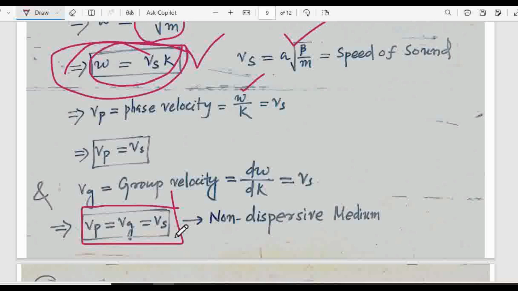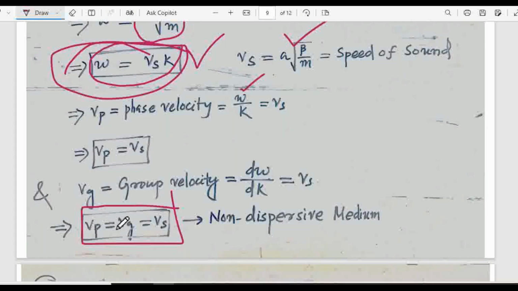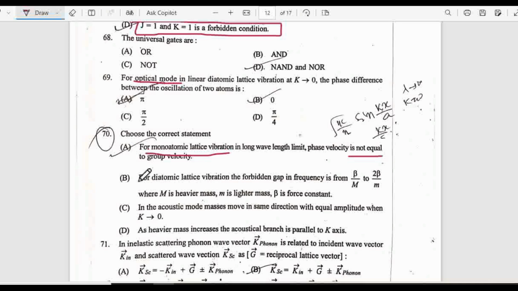But when you pass white light through a medium, like a prism, then on the other side you will get seven different colors. So the prism is a dispersing medium, but here it is a non-dispersive medium. That means the speed of a single wave and the speed of the resultant wave are both moving at the same speed. Option A says not equal, that means Vp and Vg are not equal, but we see that both are equal. So this option is incorrect, and we have to find the correct one.